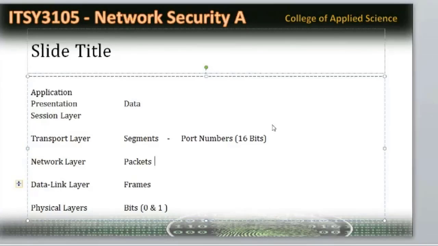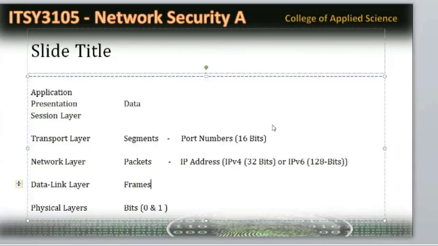In the network layer, what type of addressing will we be using? We'll be using the IP address. So IP addresses will be used in this particular layer. You can use either IPv4 or IPv6, anything you can use. If you go for IPv4, the length is going to be 32 bits. If you are going for IPv6, the length is 128 bits.